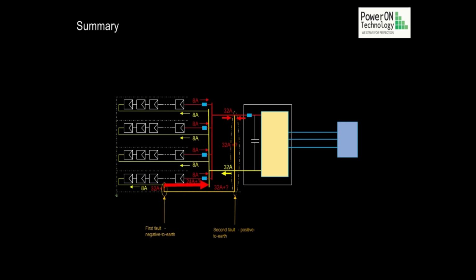Apart from the fault current from the PV strings, there is a second source of fault current with this type of fault. This slide shows where this current comes from, and that it adds to the rest of the fault current.